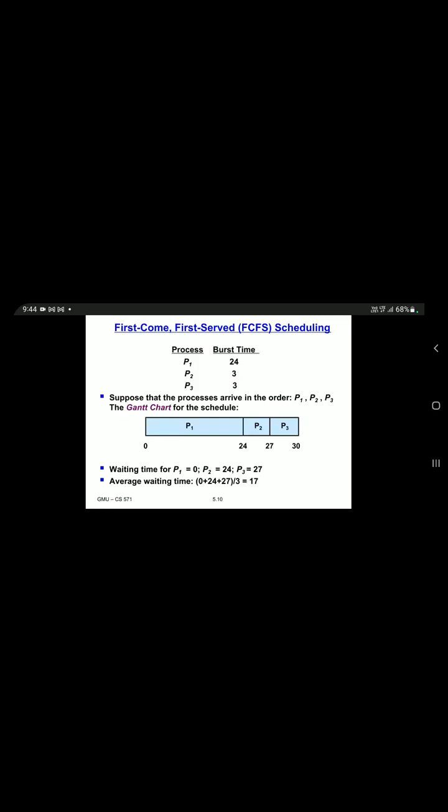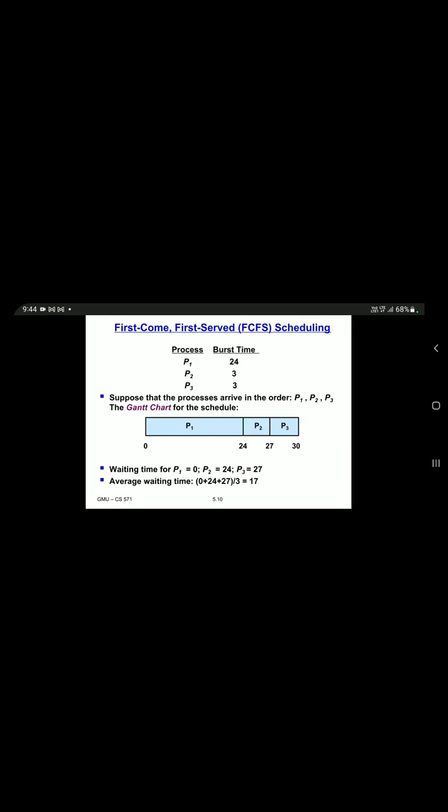Next, as you can see in the chart, we have a Gantt chart. As we know, the criteria for this is arrival time. Suppose that the processes arrive in the order P1, P2, P3. So the Gantt chart for this will be: P1 will get executed first. The reason is that the arrival time is less as compared to P2 and P3. So this is the FCFS algorithm: whichever process comes first will get executed, and then P2 and P3.